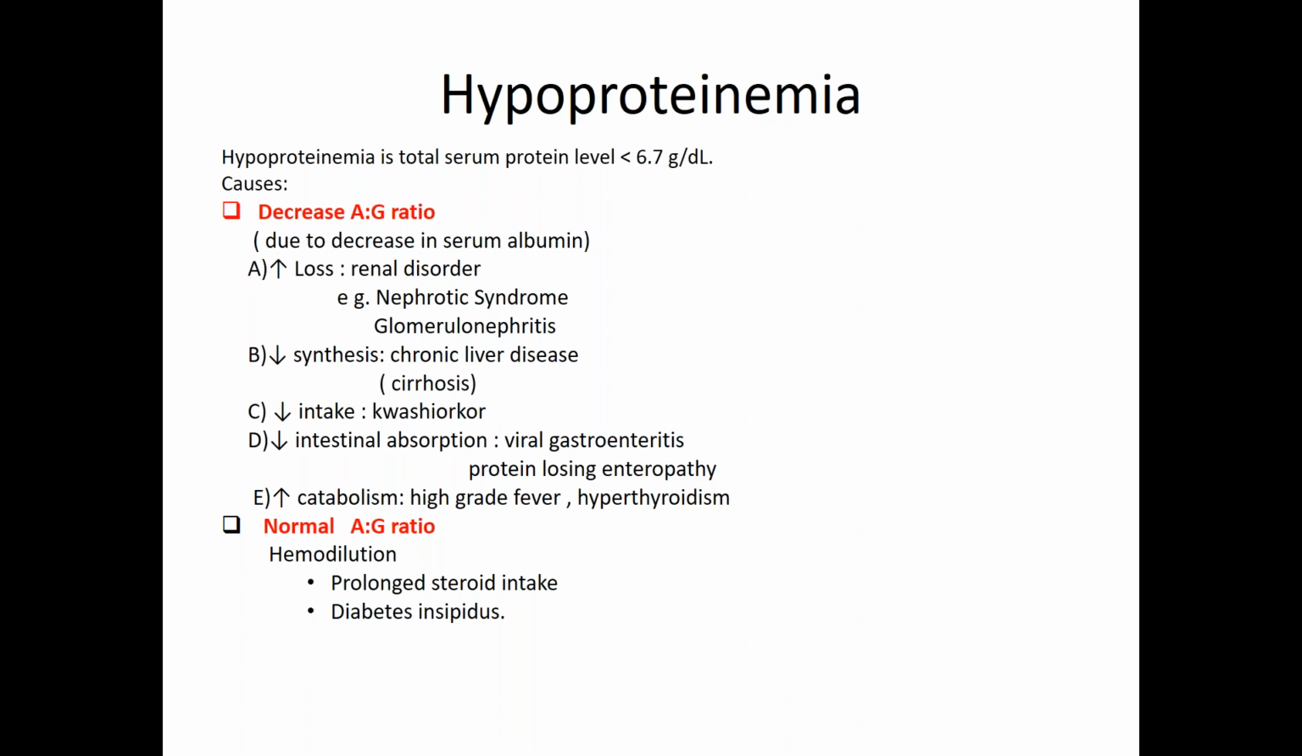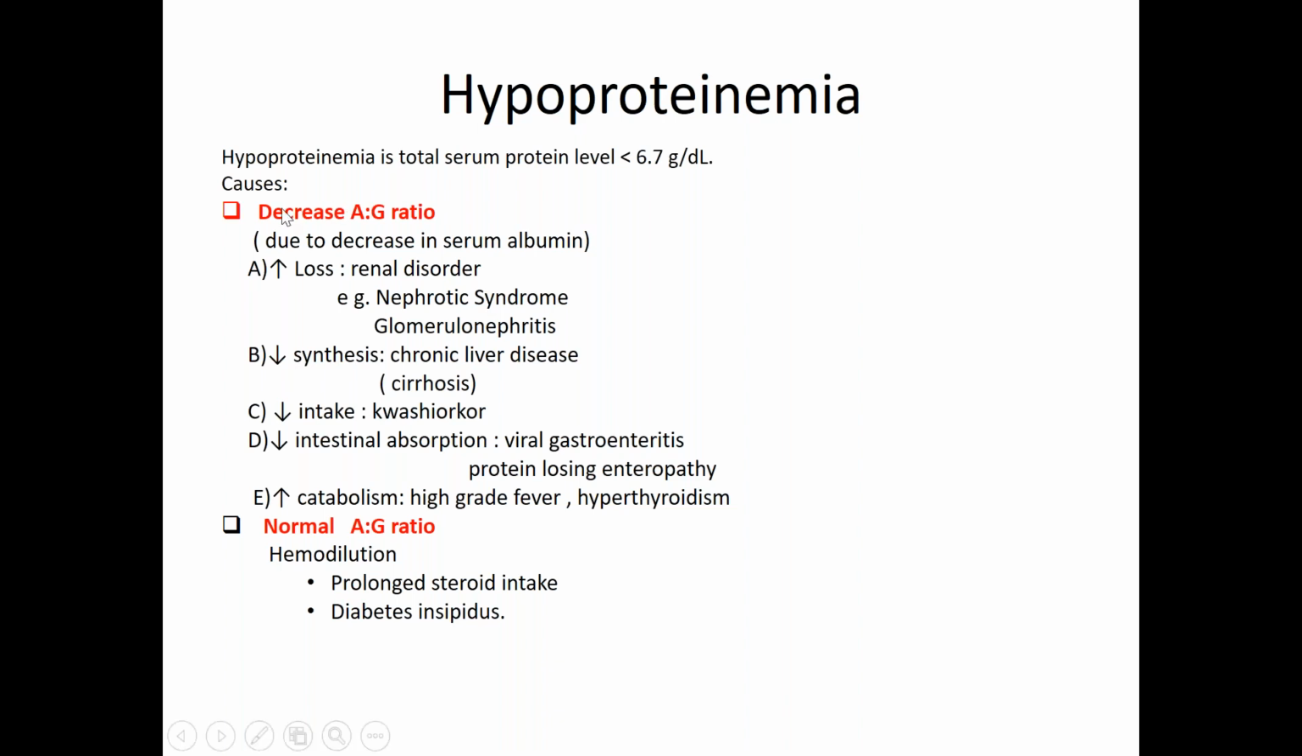And in conditions like high-grade fever and hypothyroidism, there is an increase in catabolism. So in that way also, the albumin AZ ratio will decrease. Hypoproteinemia with normal AZ ratio is due to hemodilution, dilution of the blood. Prolonged steroid intake will cause hemodilution of the blood, and also in case of diabetes mellitus. So these are the causes of hypoproteinemia.